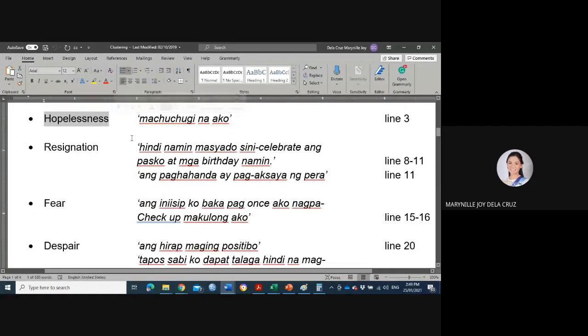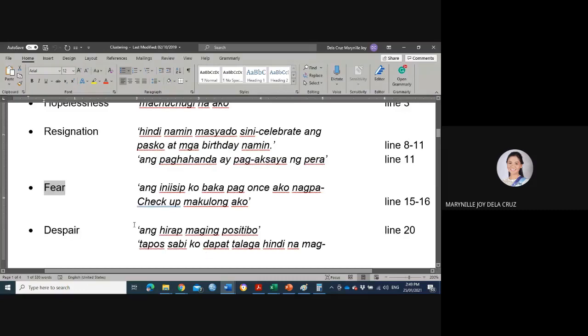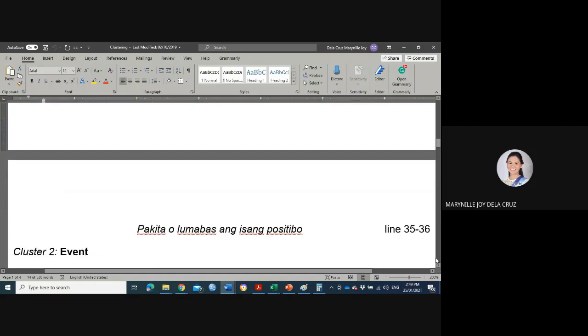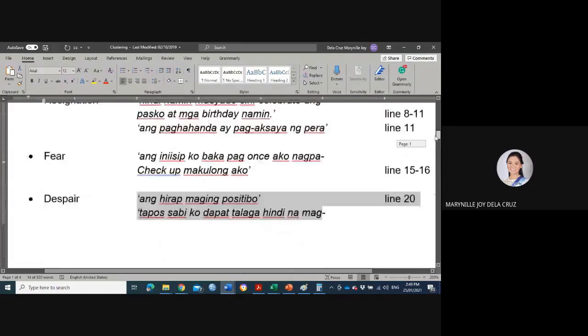Sa madaling term. Number 1: hindi ko masyadong sineselebrate ang Pasko because sa pag-aaksaya ng pera, resignation. Pag-iisip ko ay baka once ako makapag-check up, makukulong ako, fear. Ang hirap maging positibo, tapos sabi ko dapat talaga hindi na pakita o lumabas ang isang positibo. Despair.